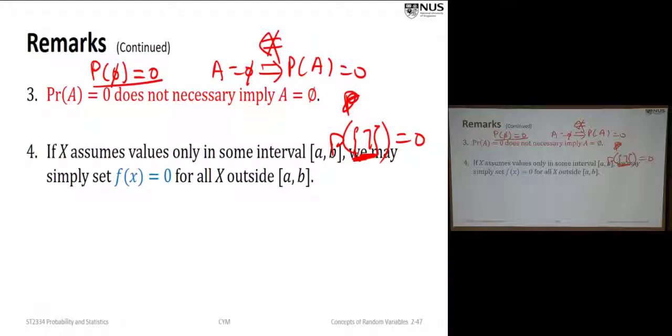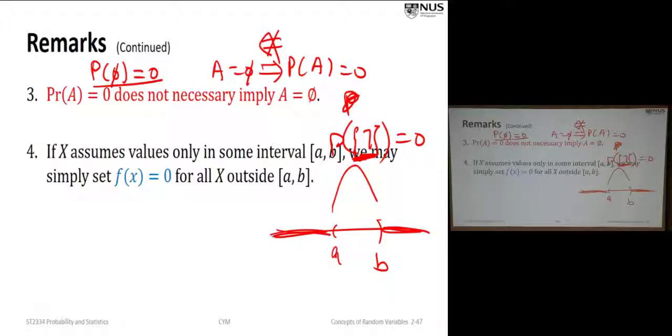Then, if x assumes values only in the interval a, b, then we may simply write f of x equals 0 for all x outside this interval. Getting a habit, because we are dealing with the real line. So getting a habit to know how f of x behaves. It's the same principle. So this is the real line. This is a, b, all right? And my PDF is defined over this range. Outside that, they are 0, all right?